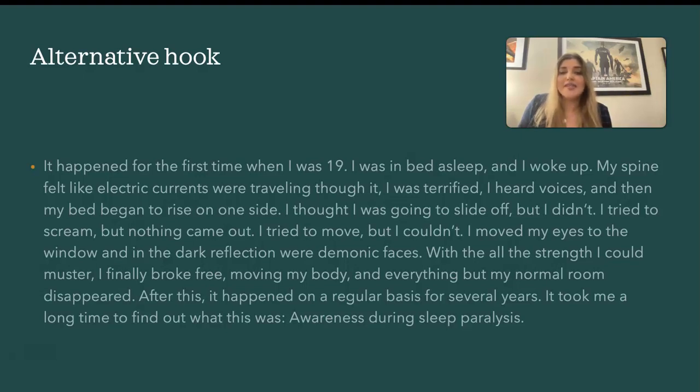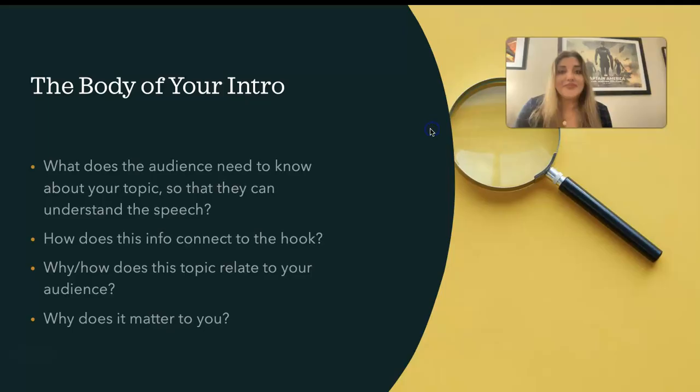I moved my eyes to the window, and in the dark reflection were demonic faces. With all the strength I could muster, I finally broke free, moving my body, and everything except my normal room disappeared. After this, it happened on a regular basis for several years, and it took me a long time to find out what it was. Something called awareness during sleep paralysis. And yes, this is a true story. This did happen. And I don't really get it anymore, but I used to get it almost every single night. All right.